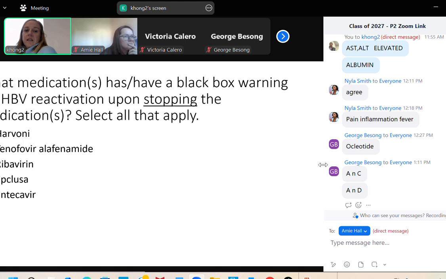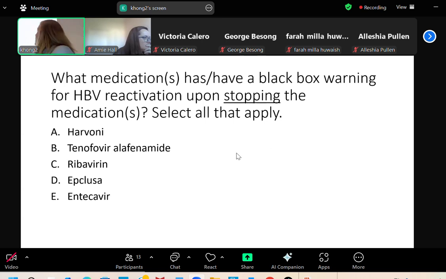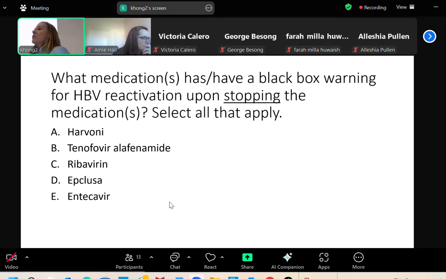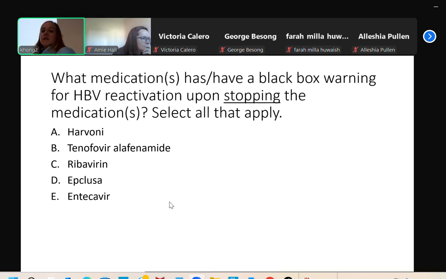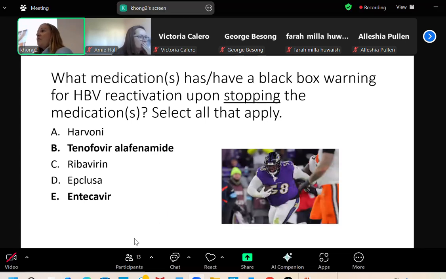And then similar question, but now related to abrupt stopping of the medication. How does that change? So they're also at risk for reactivation when you abruptly stop the Hep B therapy. So those are our two Hep B antivirals.